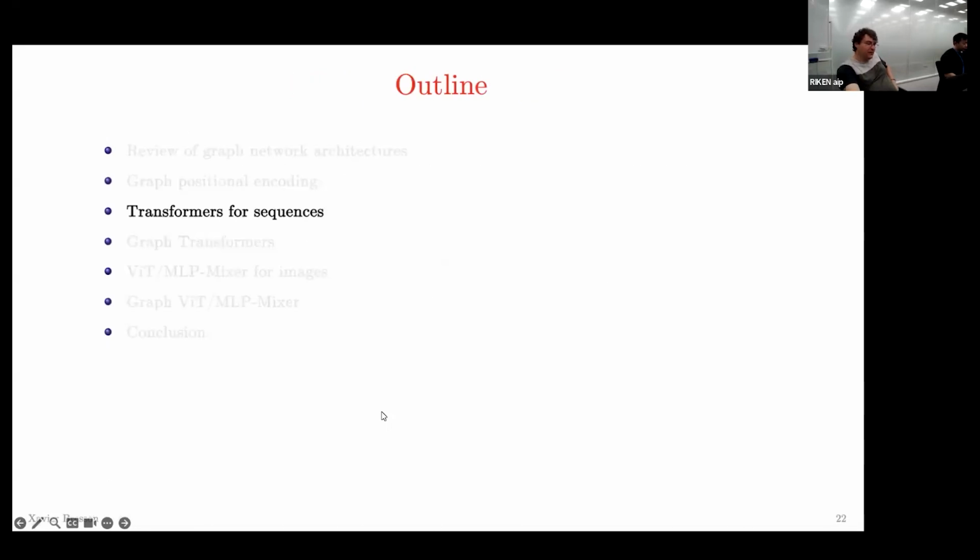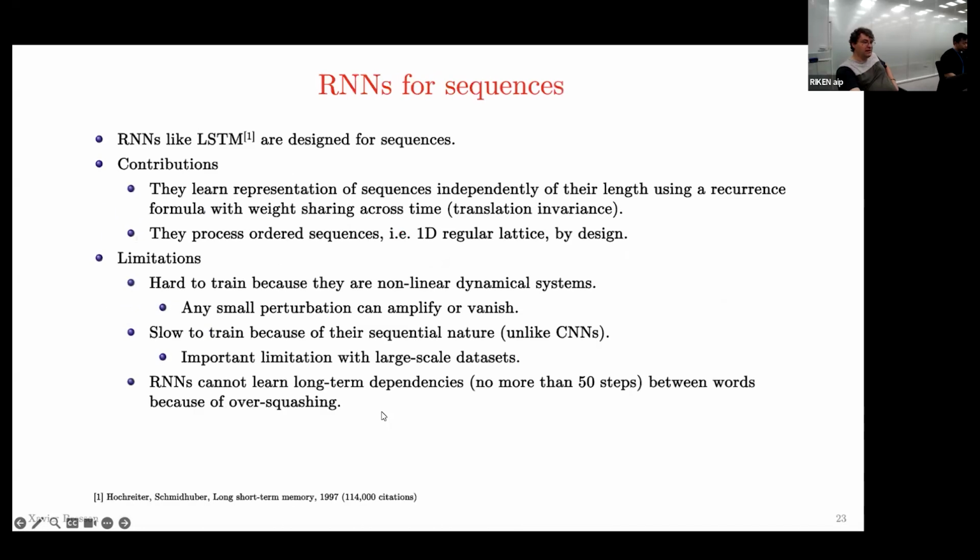Okay, so now let me talk about the transformer. Let's start with the standard approach. People started with the recurrent neural network. LSTM was for a very long time the dominant architecture for sequence data. The contribution was interesting because suddenly you can generate a summary of your sequence whatever its length, 10, 1,000, or 1,000,000. The idea was to use a recurrence formula with weight sharing, so you can do millions of steps.